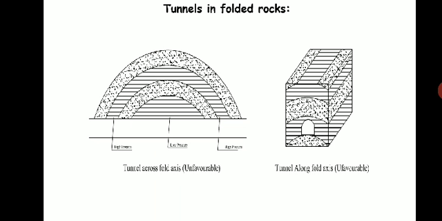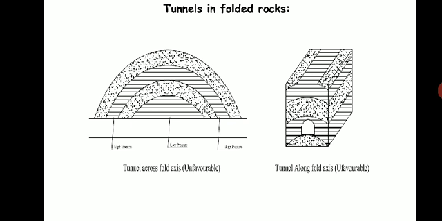Then we'll see the next, that is tunnel in folded rock. So you know what a fold is? The undulations which are developed in the rocks. So the folds signify the bends and the curvature which are there in the rock layers. So their influence on the design and the construction of the tunnel is very important, and you have to consider it from three different angles here. The first one is what?